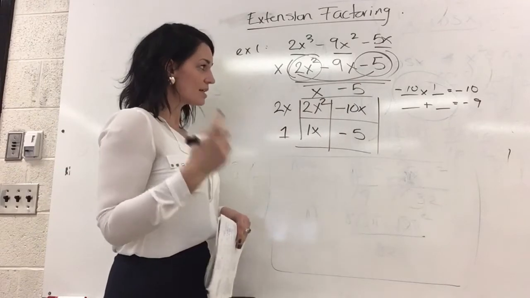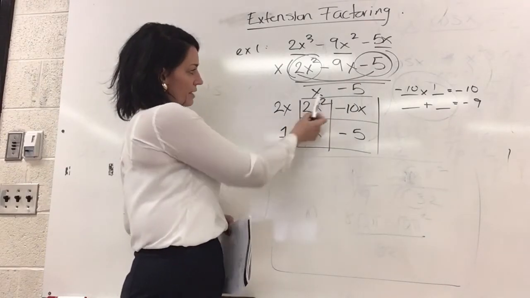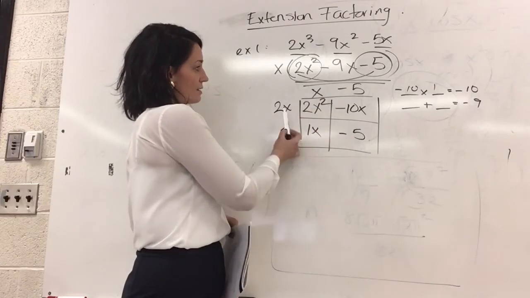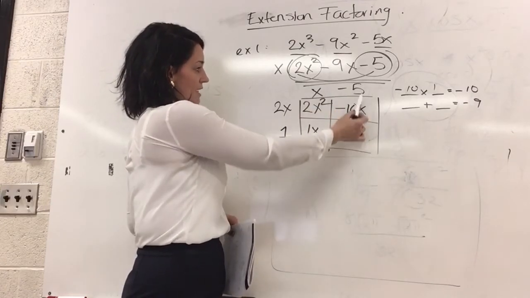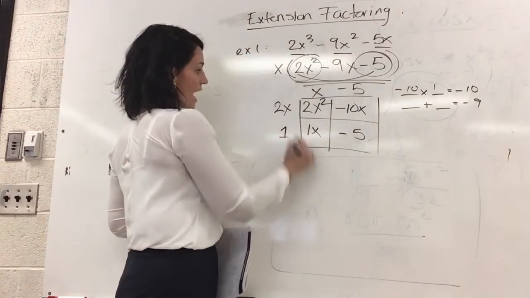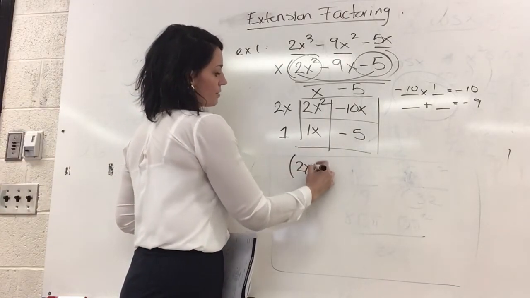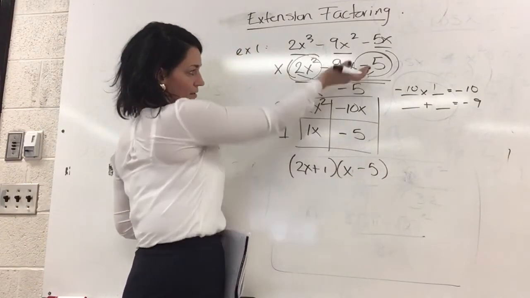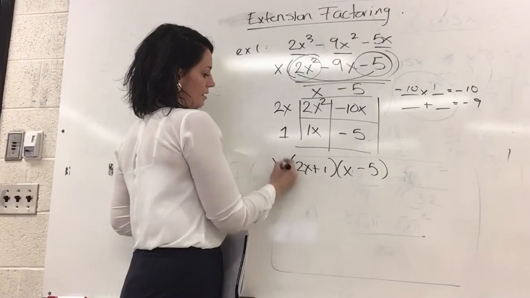And at this point, I'm just going to double check and make sure it makes sense. So 2x times x is 2x squared. x times 1 is 1x. 2x times minus 5 is negative 10x, and minus 5 times 1 is minus 5. So we're good to go. So this part factors to be 2x plus 1 and x minus 5. So remember, that part is that part. So I still have my x here.